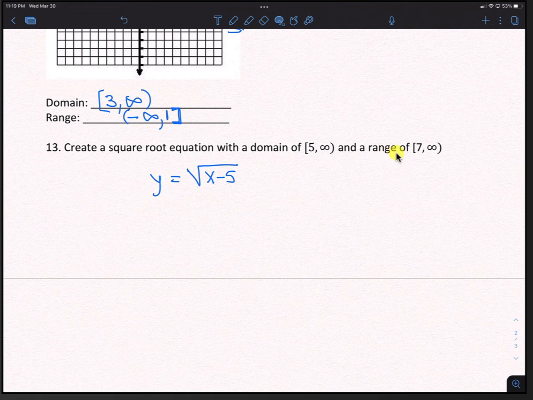All right, now since the range is 7 to infinity, we can assume that the original square root function has been shifted up 7 units. We would indicate that by adding 7 on the outside. So this is our final equation. Y equals the square root of x minus 5 plus 7.